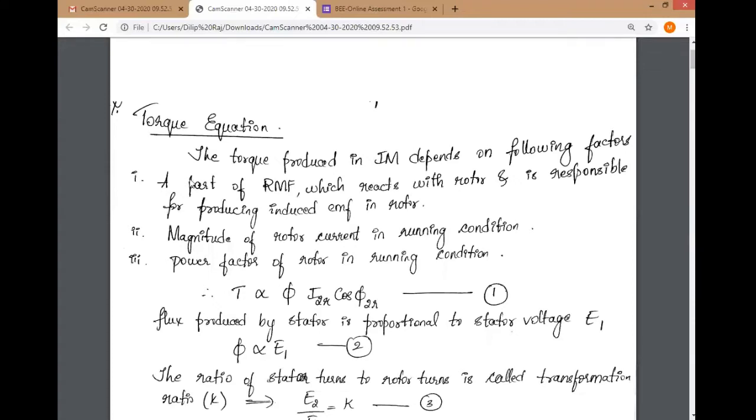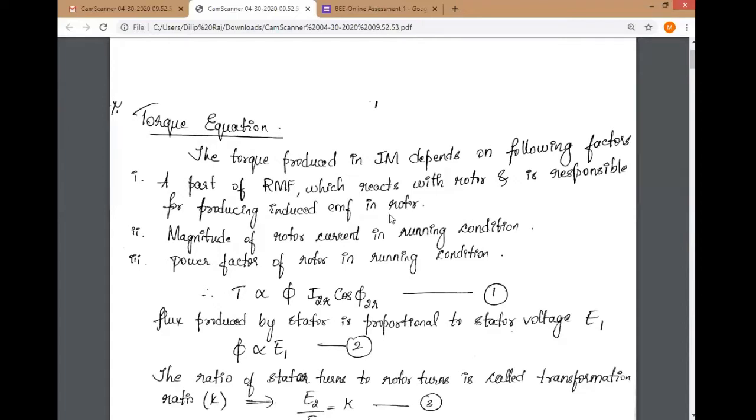The first one being the part of rotating magnetic field which interacts with the rotor and is responsible for the production of induced EMF in rotor. So we know the magnetic field is represented in the form of phi or flux. So the first parameter on which the torque is dependent is the part of rotating magnetic field which is responsible for inducing the EMF in rotor.